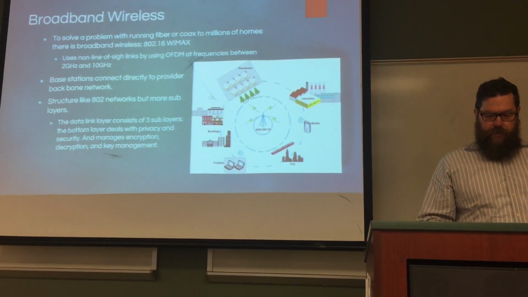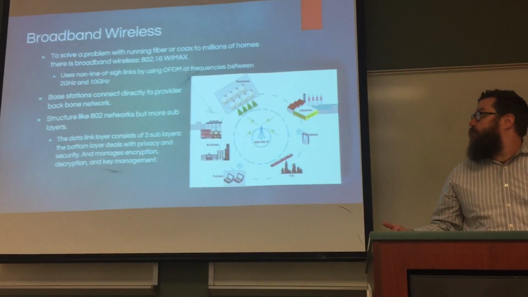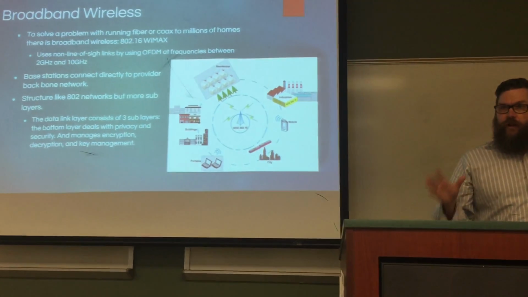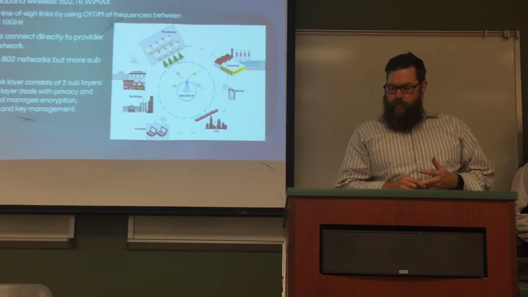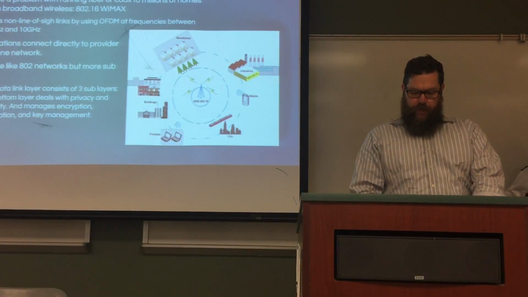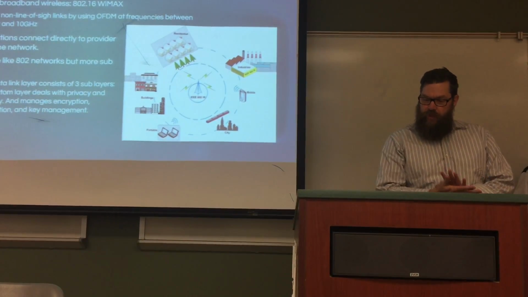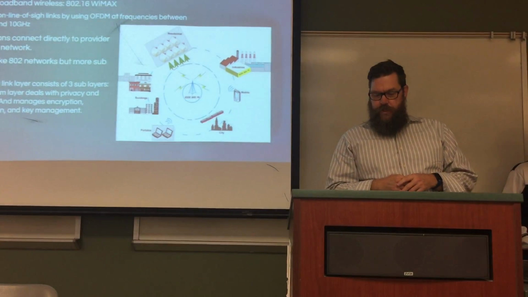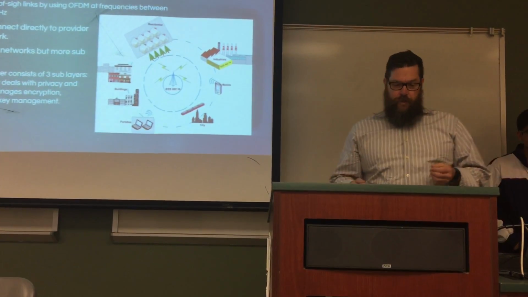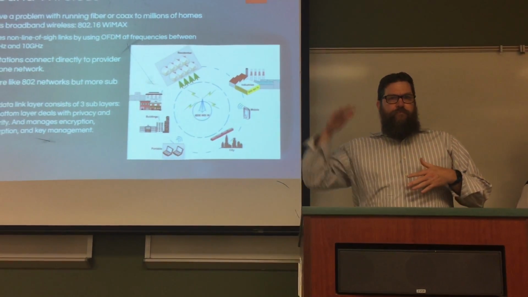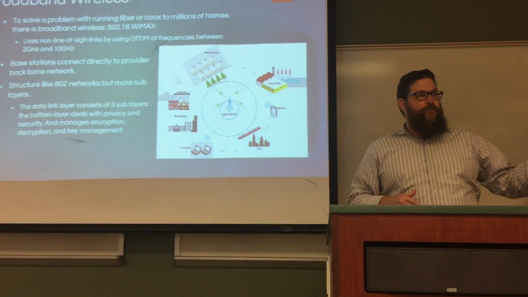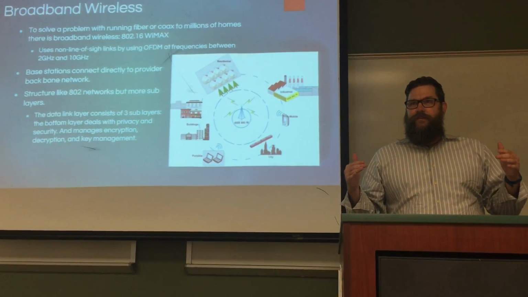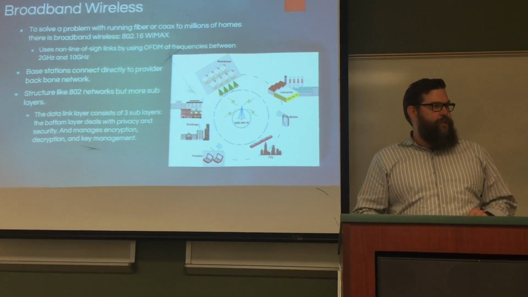By using the OFDM frequencies, it can go from the 2 gigahertz to the 10 gigahertz frames. And the structure is a lot like the 802 networks, but the sublayers are broken out a little bit differently. There are 3 sublayers, and the bottom layer deals with all of the privacy and security and manages the encryption and decryption as well as the key management. Now, between 802.11 and 802.16, which is what the WiMAX standard is called, it's basically like you take 802.11 and you add 3G.